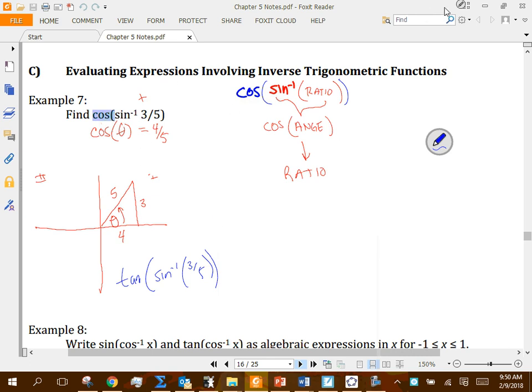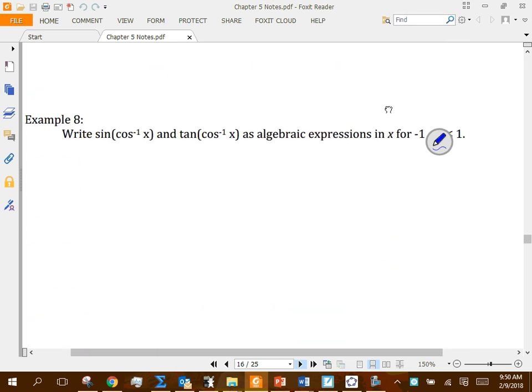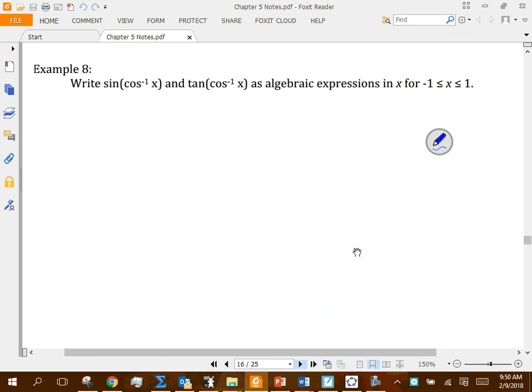And in that assignment 5.4, there are a couple of those. But there are also a couple like this, and these are usually what people don't really care for too much. But it's the exact same idea. It's the exact same problem. We've got the sine of cosine inverse of x. What I want you to remember is that we've got sine of cosine inverse of a ratio, right?